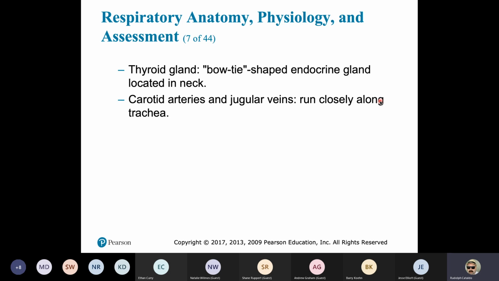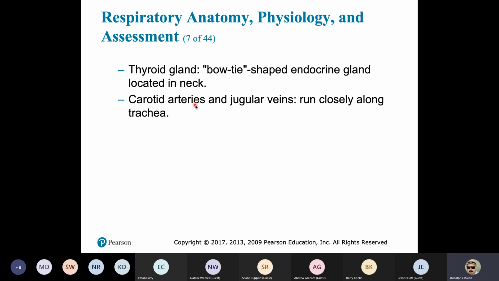Are they on the left side? Are they on the right side? How does that work? They're on both sides. They're on the left and right. Okay. Anybody else? They are on the left and right side.